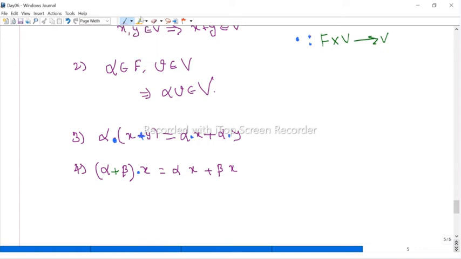So here we have a blue multiplication. So we differentiate, again, what is the addition here? This is vector addition, because once you multiply alpha with x, alpha x is a vector and beta x is also a vector, therefore this is vector addition. But here alpha plus beta is a scalar addition. That's why I put a different color. And then suppose you take a multiplication: you multiply with some scalar, suppose alpha times beta times x, equal to alpha beta x.